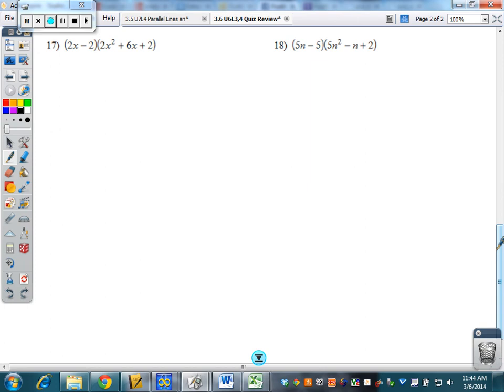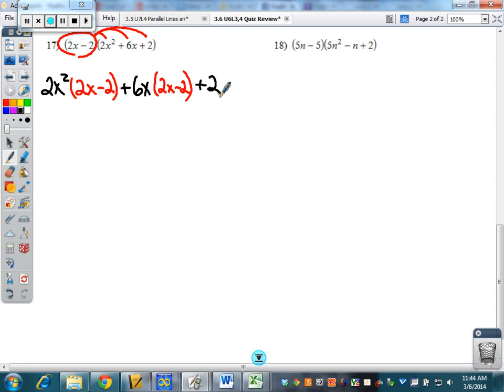Okay, so these are the ones that are a little bit more complicated, but it's still using the same rule. I'm distributing this binomial to this trinomial. So we have 2x squared times 2x minus 2, plus 6x, that is also times 2x minus 2, plus 2 multiplied by, you guessed it, 2x minus 2.